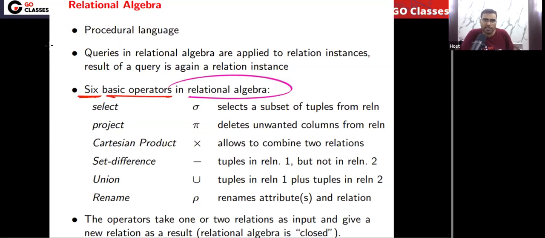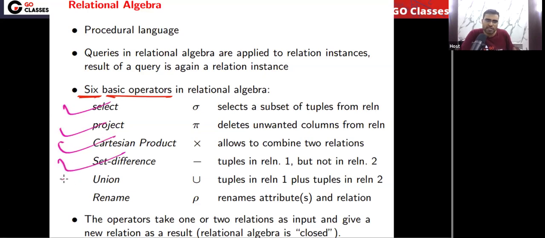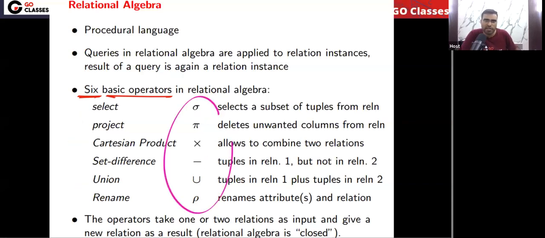Actually, in relational algebra, there are six basic operations: select, project, Cartesian product, set difference, union, and rename. These are the six basic operations. You can see sigma, pi, cross, minus, union, and rename rho.